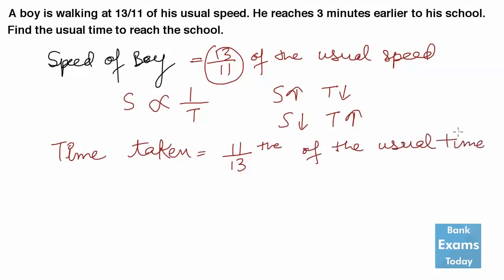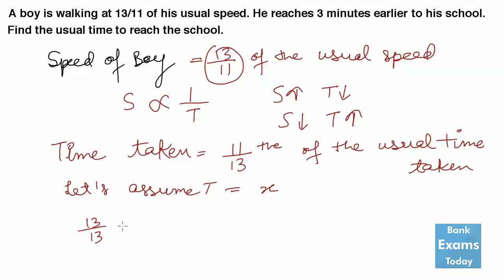So the usual time taken, let's assume t, usual time taken, is equal to x. So the usual time taken is 13/13, and right now he's taking 11/13. So it's 2/13. So the boy is taking 2/13 of x less than the usual time.